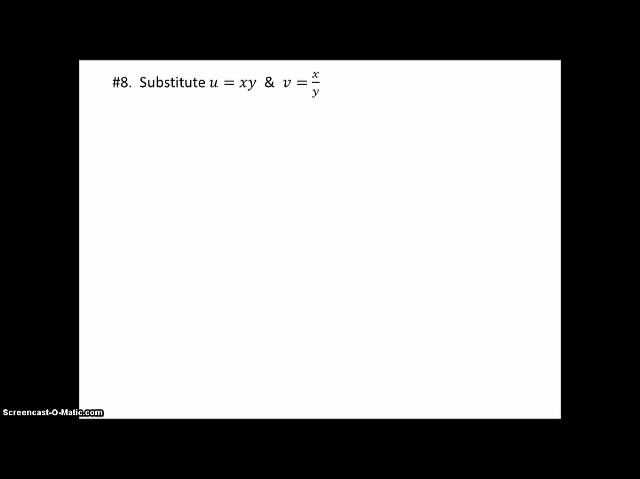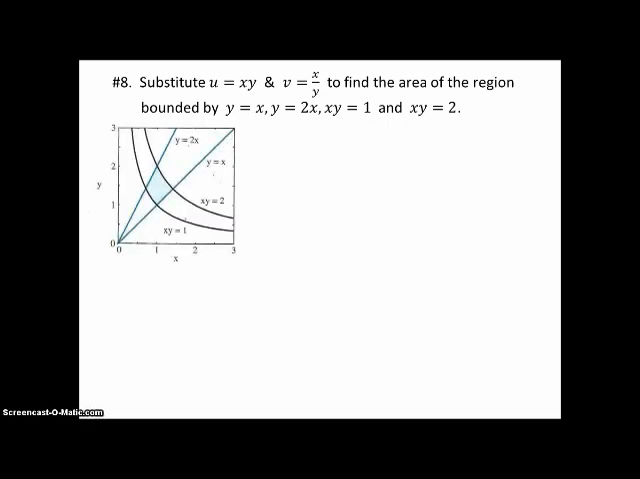Number 8. Substitute u equal xy and v equal x divided by y to find the area of a region bounded by y equal x, y equal 2x, xy equal 1, and xy equal 2. Okay, so I just took the picture of the region from your book, and notice that it is neither vertically nor horizontally simple, and so our old methods really wouldn't work.